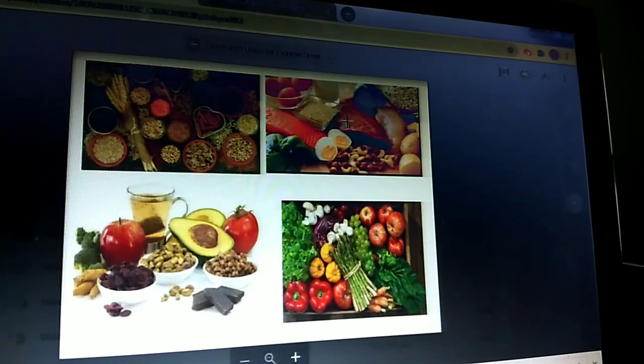The next picture is showing some eggs, milk, meat, fish, some other important food nutrient. What is it? Proteins. Because they help in growth of the body, they are also called the building blocks of the body. The next picture is showing oil extracting seeds, chocolates, and some fruit which contains fat, that is avocado, for example. So these also give us energy.